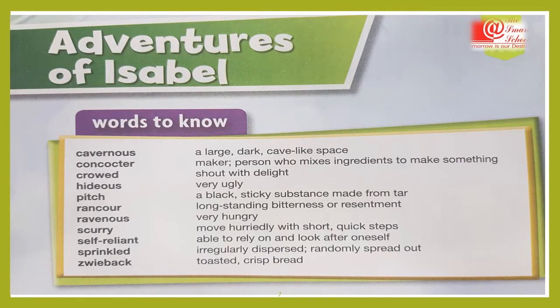Now students, before we actually start reading the poem, it is important to understand the meaning of certain words. If we understand the meanings of these words, it would become easy for us to understand the poem. Cavernous, a large dark cave-like space. Concoctor, maker, person who mixes ingredients to make something, like a witch would make a potion. Crowed, shout with delight. Hideous, very ugly. Pitch, a black sticky substance made from tar.